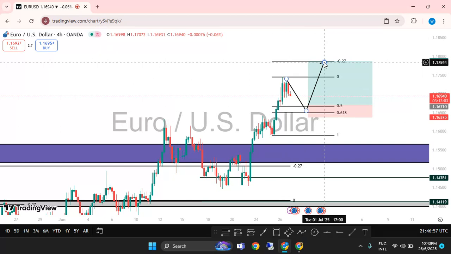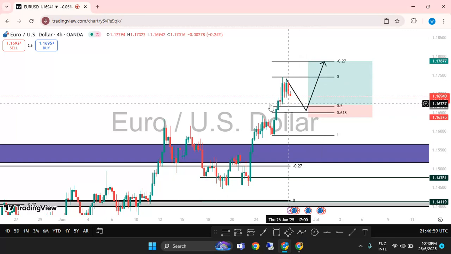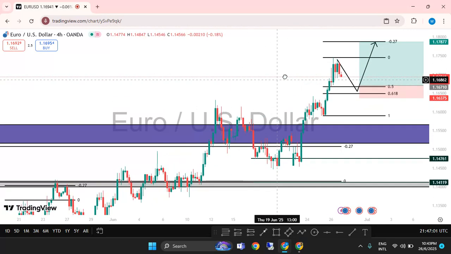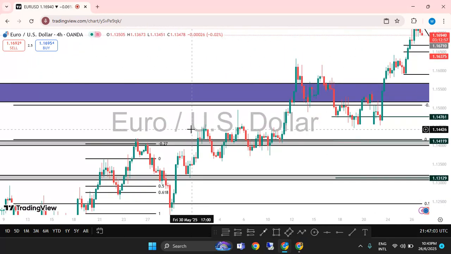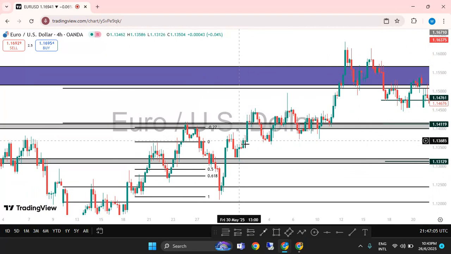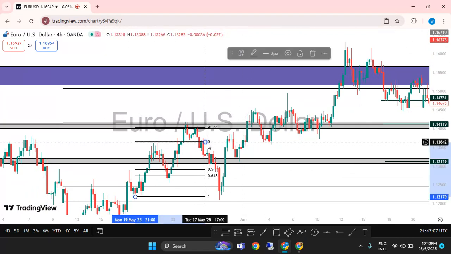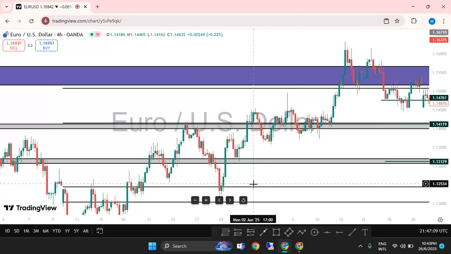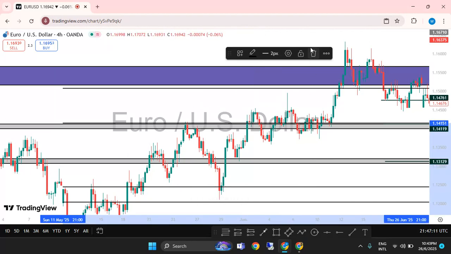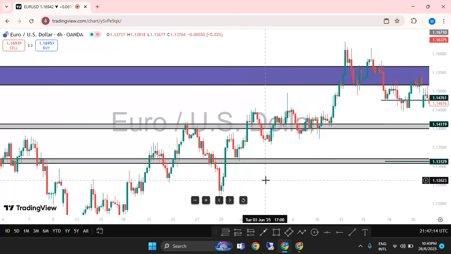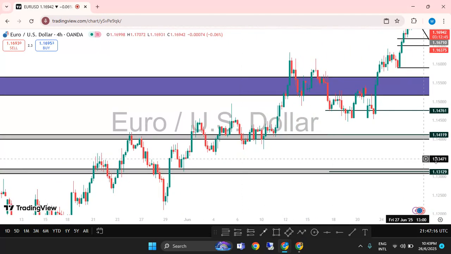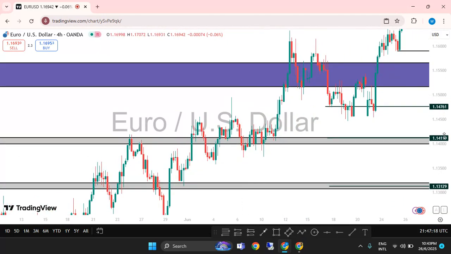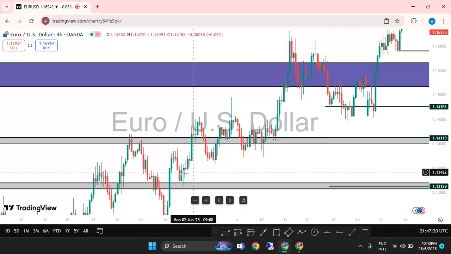So this is how to use the fib effectively on the chart, and let me check if I can show you one more example. Look at this guys. Let me delete all these ones. Remember, once you can identify it on the daily time frame, know at the back of your mind that the market is going to trend for a long time.